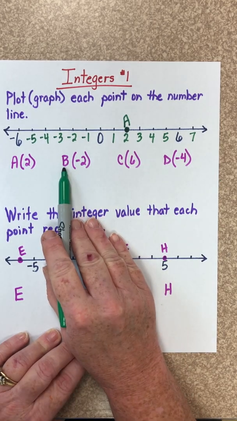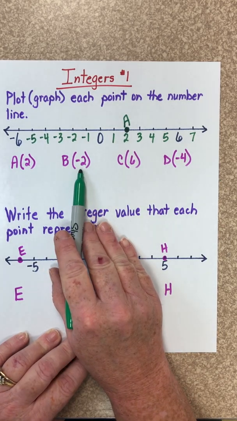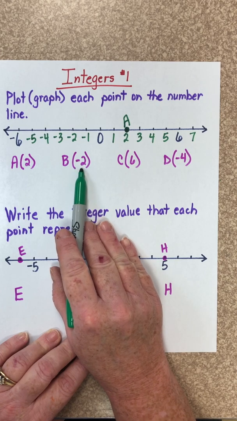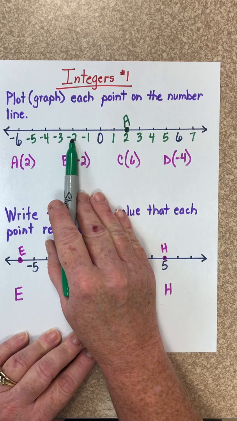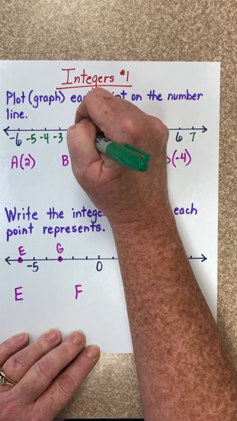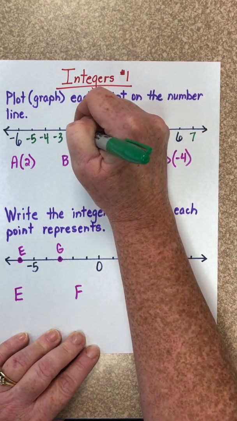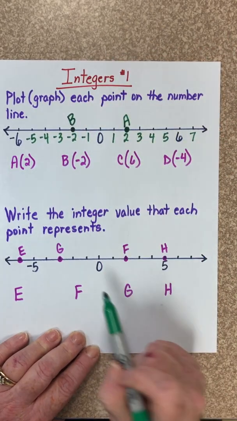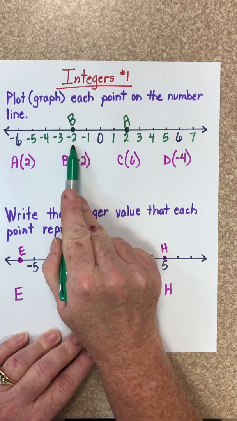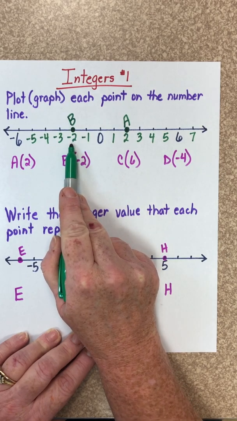Now let's look at B. B is supposed to be at -2. Well, this -2 is on the left of 0. So notice here's -2. So I'm going to put a dot at -2 on the number line and label it capital B above. So this is point B at -2.